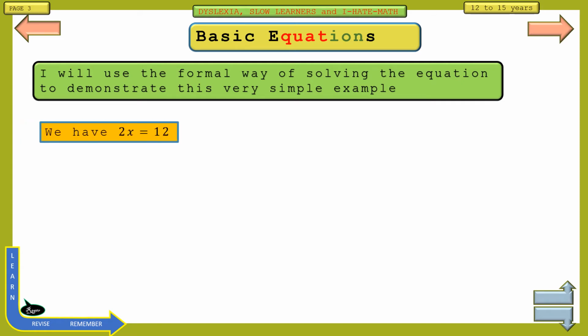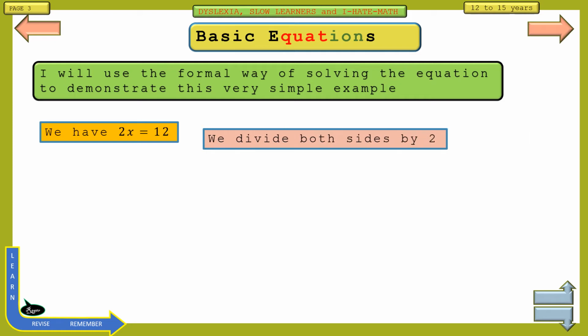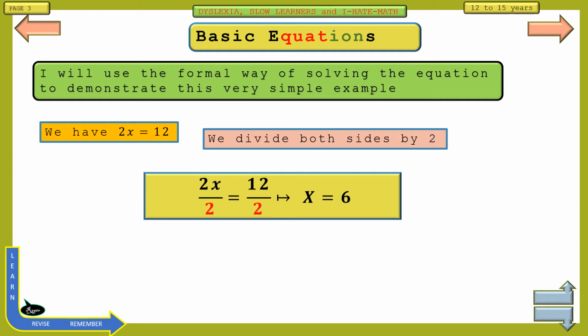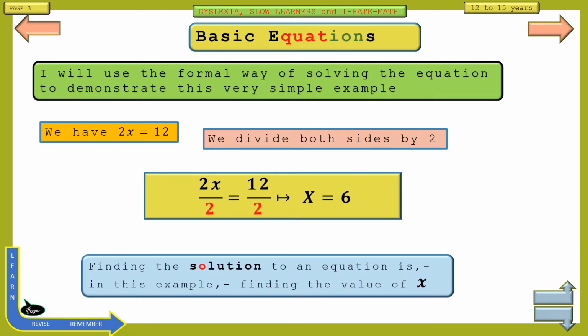We have 2x equals 12. We divide both sides by 2. We have 2x over 2, and the 2's cancel each other out. Now we have 12 over 2, which is obviously 6. Finding the solution to an equation is, in this example, finding the value of x.